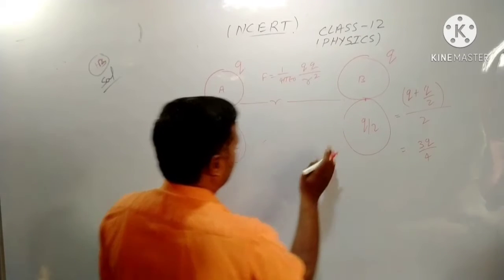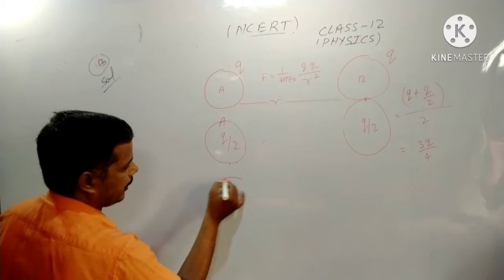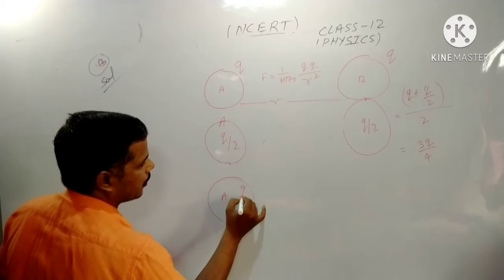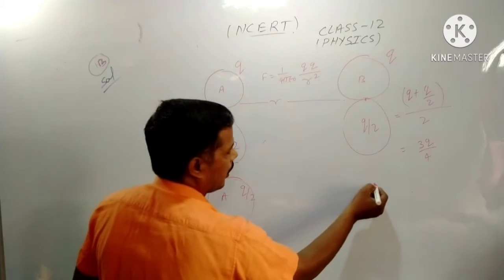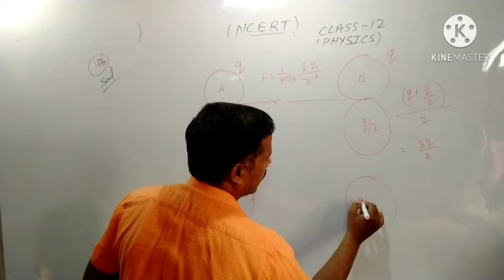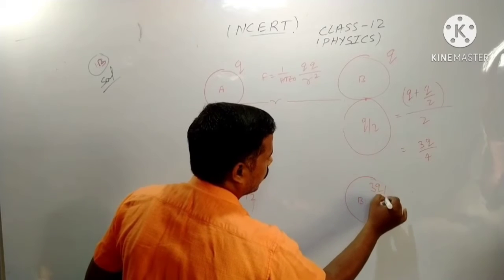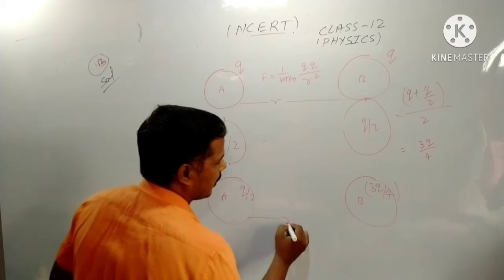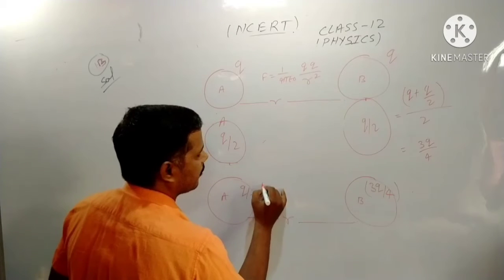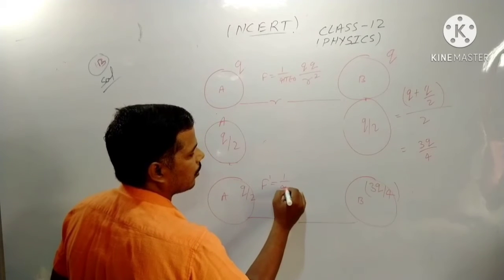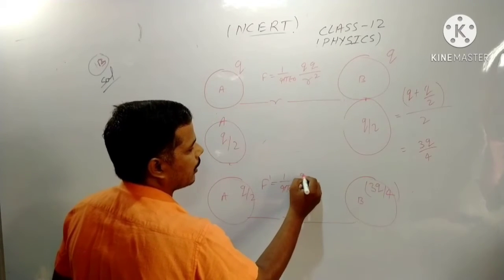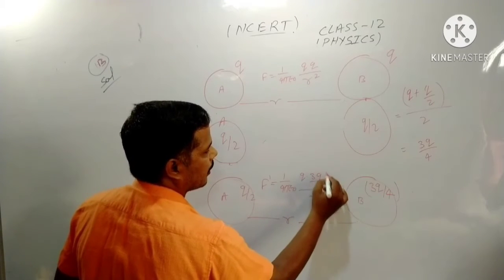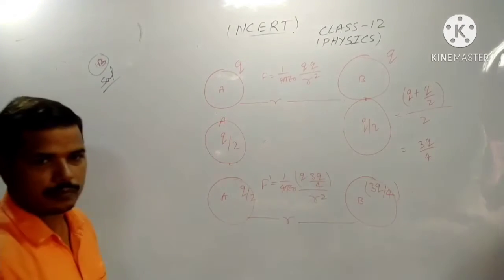So now we can say that sphere A has charge Q by 2 and sphere B has charge now 3Q by 4, and the separation is the same. Then what will be the force? F dash is equal to 1/4 pi epsilon naught Q by 2 into 3Q by 4 by R का square. Okay.